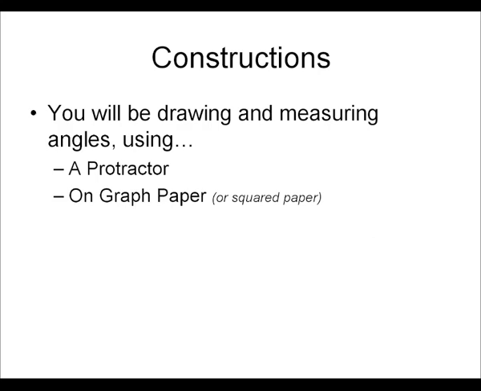So, like I said, we're going to be doing percentages this week. Some nice, straightforward, quick questions, because next week we're going to be looking at constructions, which take a little bit longer because you're going to be drawing and measuring angles. To draw and measure angles, you need a tool called a protractor, and you're going to be working on graph paper, or at the very least, squared paper. So we'll look at that next week, but if you don't have a protractor or graph paper yet, make sure that you have a graph paper and a protractor for the exercises that you're going to be doing next week.